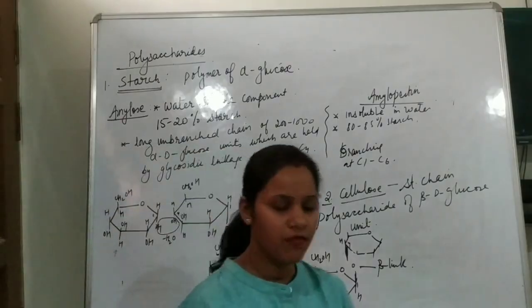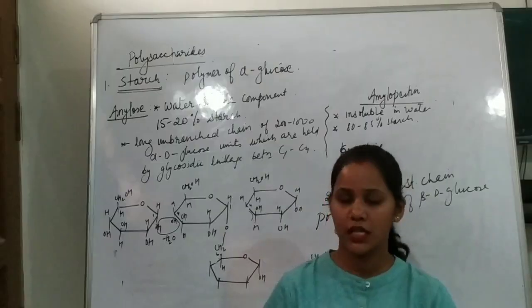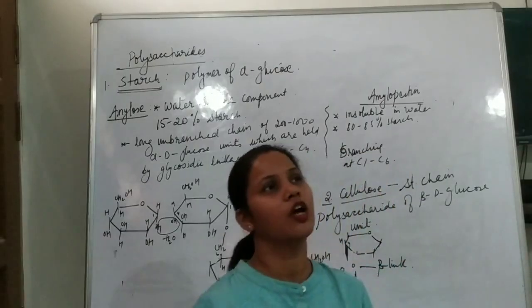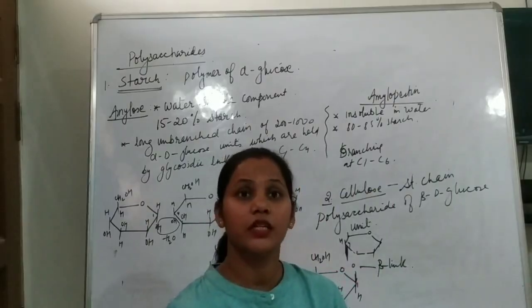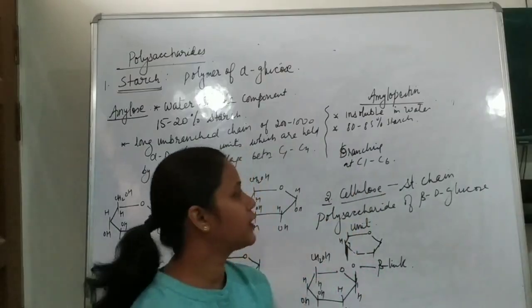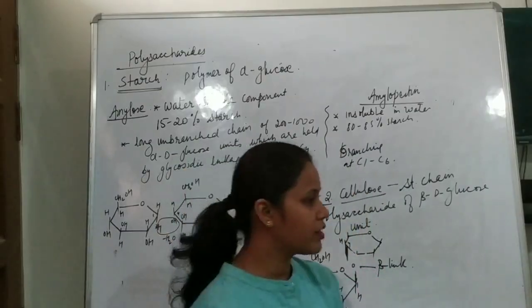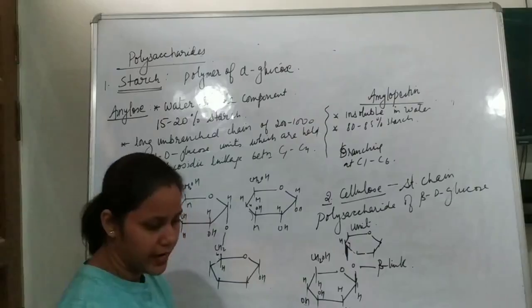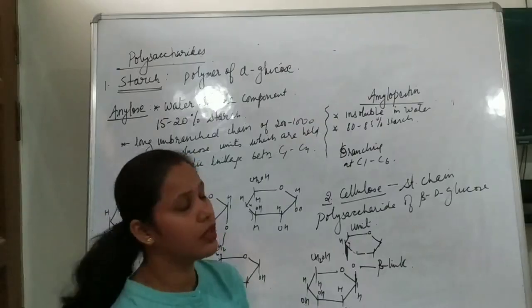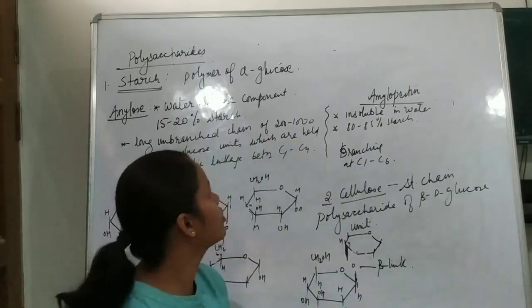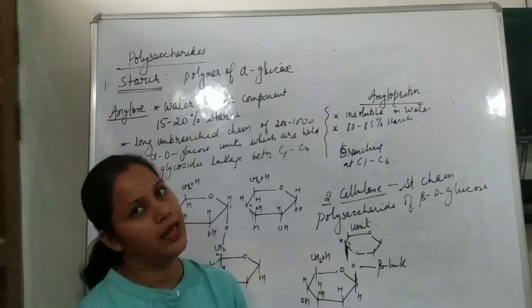Let's just recap what we have learned in this series. In this video we have learned about the configuration of glucose, which is a D configuration. Then we discussed the cyclic structure of glucose. We discussed disaccharides. In disaccharides we have discussed sucrose, maltose and lactose.